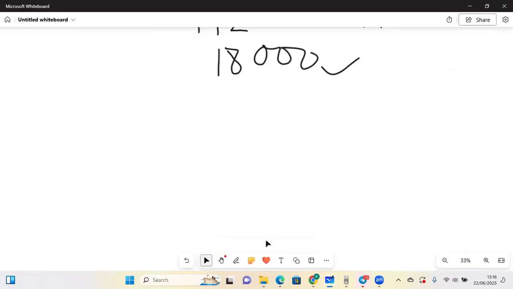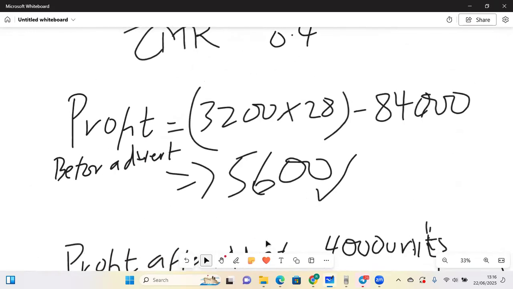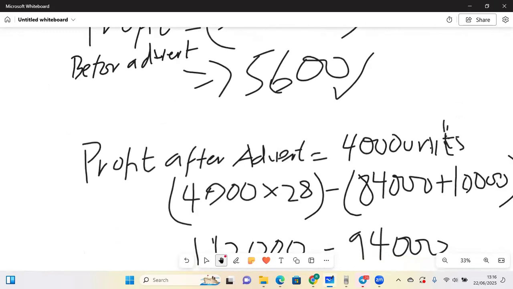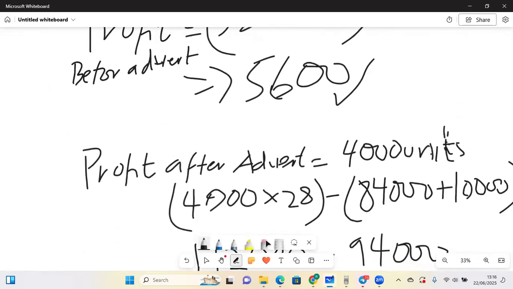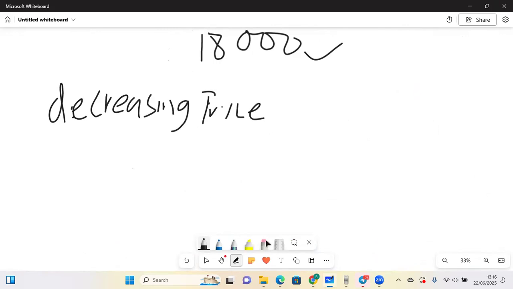So now we've solved for maintaining the price already, and we had 5,600 cedis here. Right, now let's decrease the price and see. Remember that when we are decreasing price, it means that our contribution is going to be affected. Our contribution is going to change.